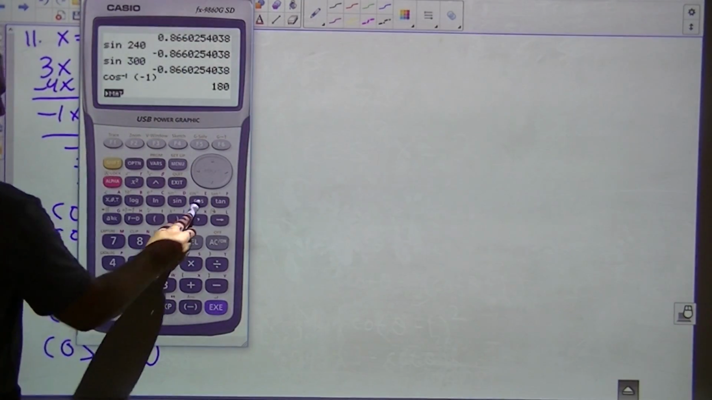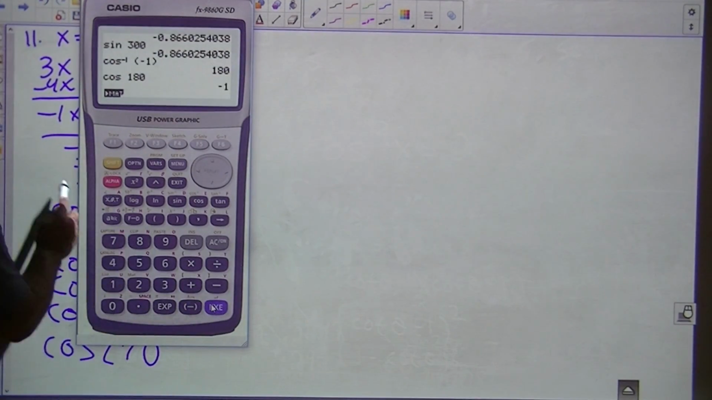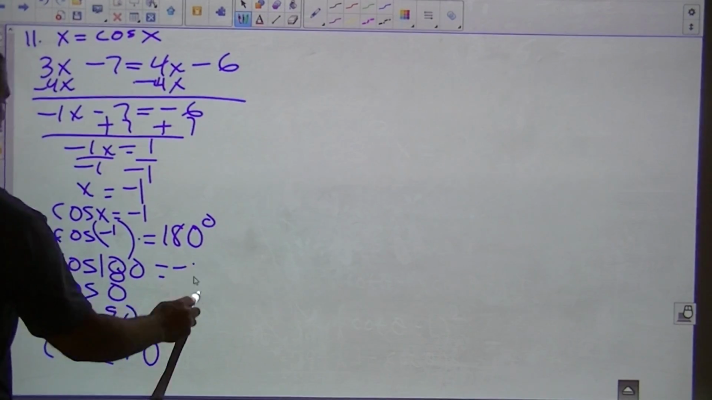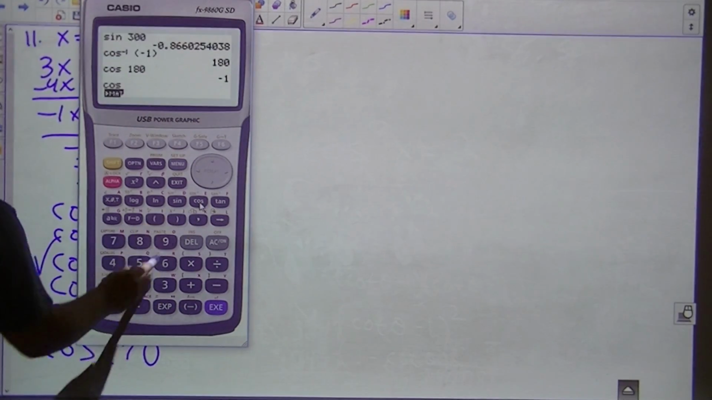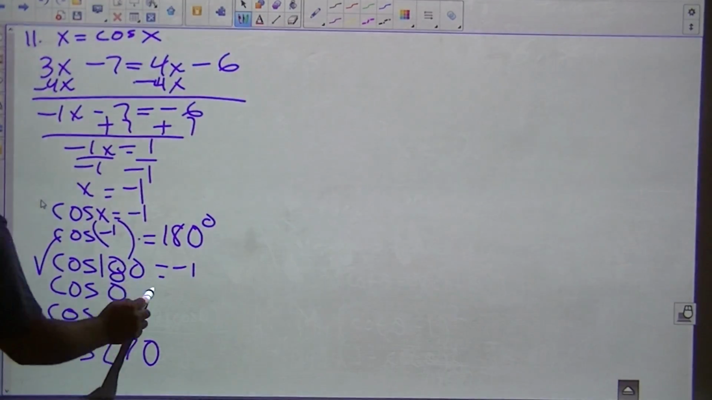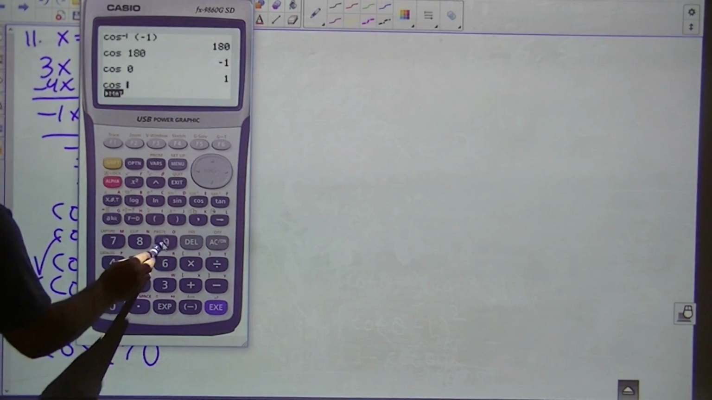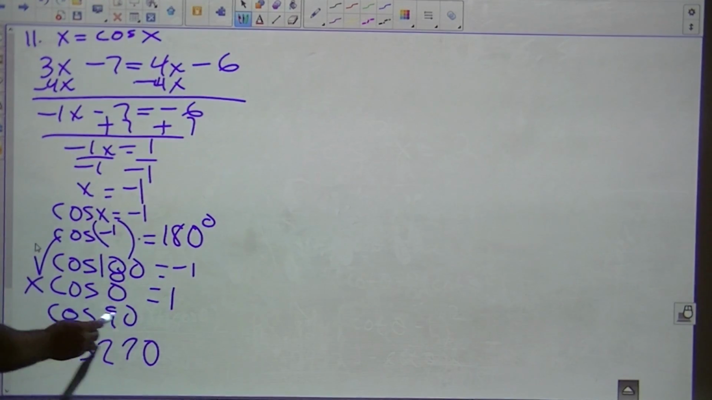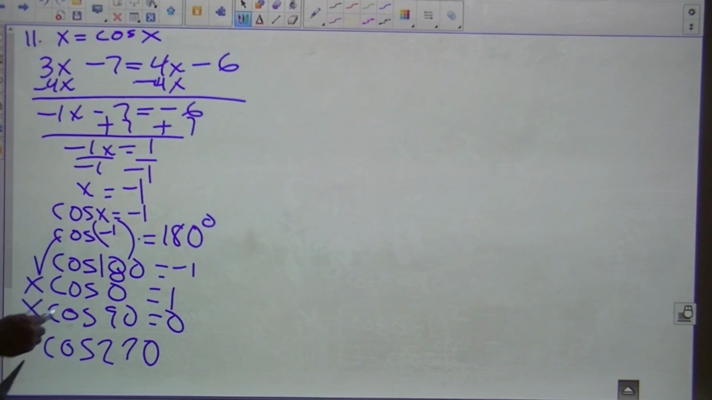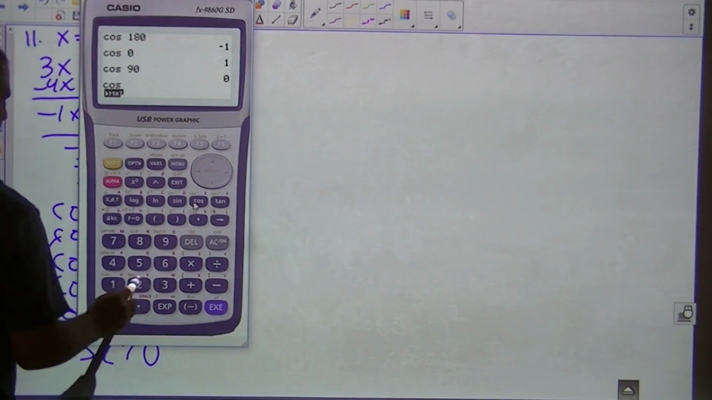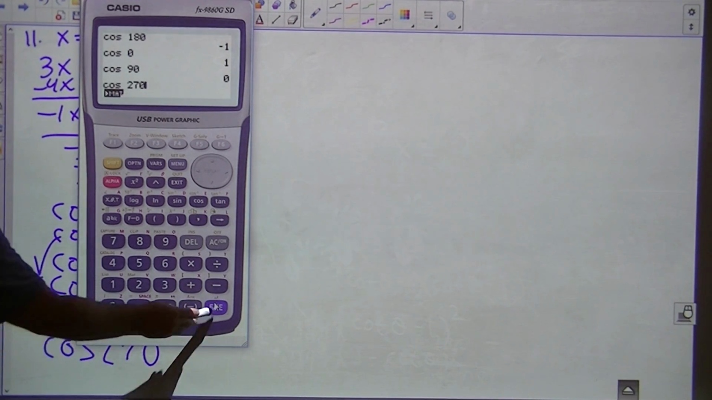Okay, so let's figure out what cosine of 180 is. Cosine of 180 is negative 1. All right, cosine of 0 is 1, so that's no good. Okay, cosine of 90 is 0. That definitely doesn't work. And then cosine of 270. That's also going to be 0. Yep.